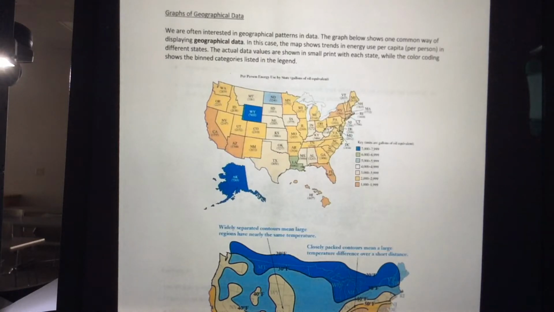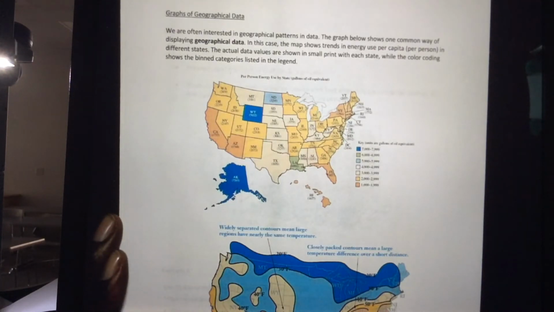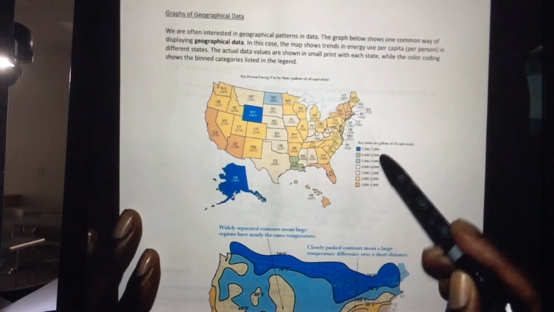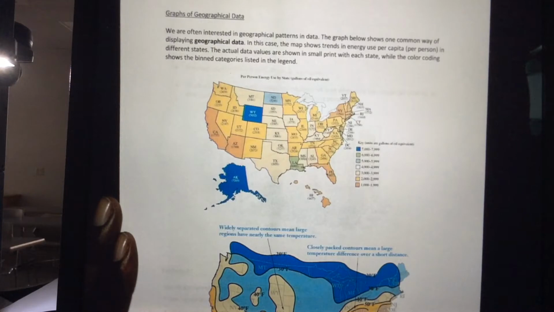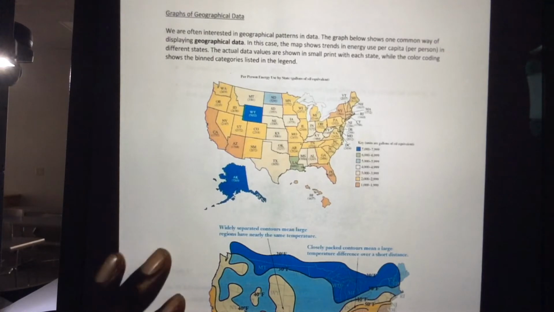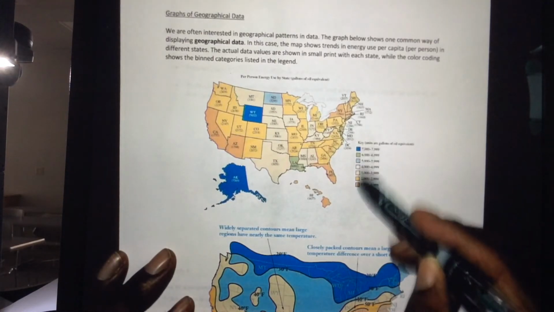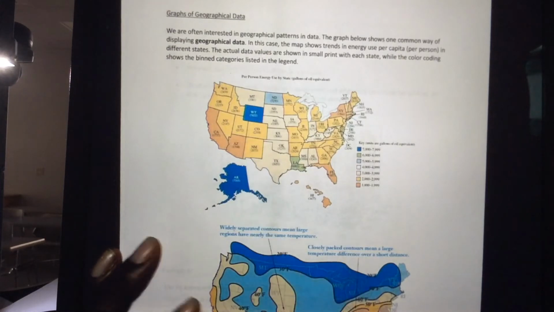listed in the legend. Okay, so here is the graph, and you can see how color coded it is based on this particular legend. So we're looking at per person energy use by state, and that's going to be in gallons of oil equivalent. You'll see that legend, and you see where those fit.